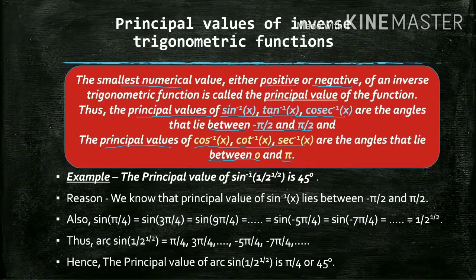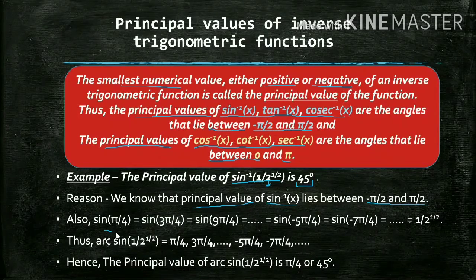So suppose I have to find the principal value of sine inverse 1 by root 2. Basically it's 45 degrees. You know clearly that sine has the value 1 by root 2 at pi by 4. So you know that. Now if I have to find this principal value, how will I proceed? Firstly you will write that the principal value for the sine inverse function lies between minus pi by 2 and pi by 2.